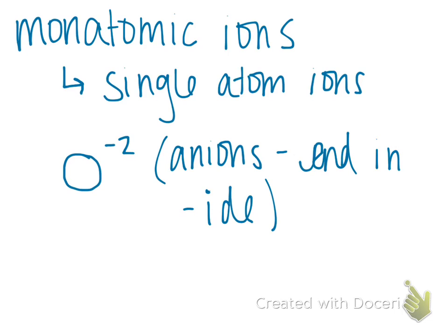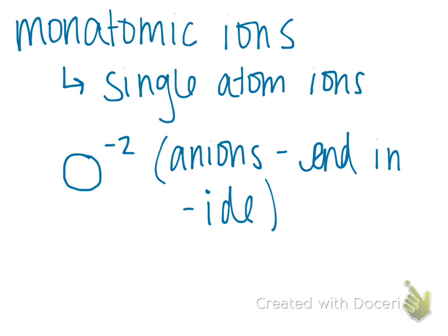So do we see that on our periodic table of ions? Everything over here now ends with an IDE. So ending in IDE means that it's a single atom with a negative charge. Okay, do we see the difference there? So IDE means that it's got a charge that goes with it.